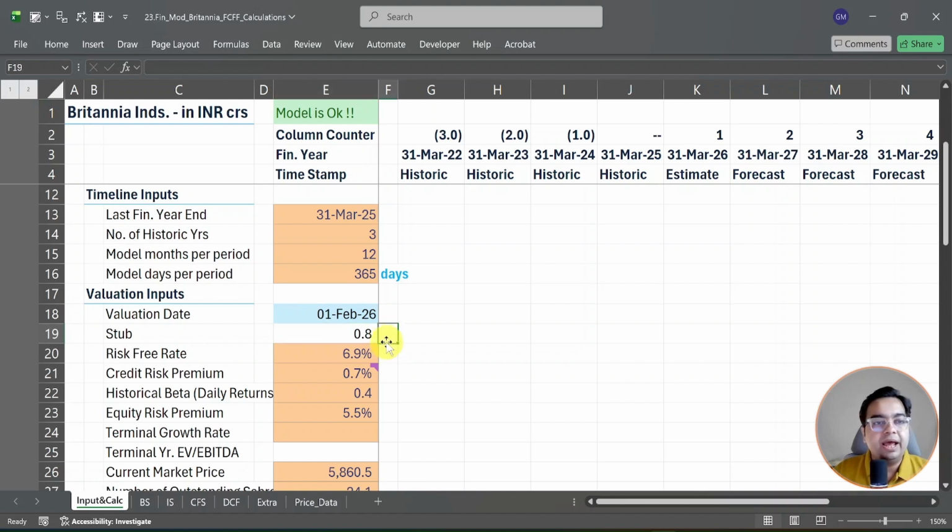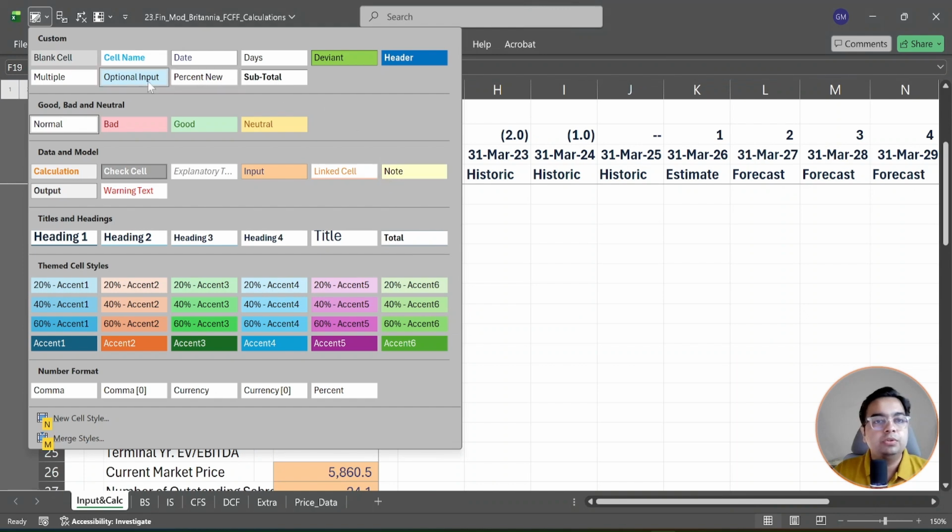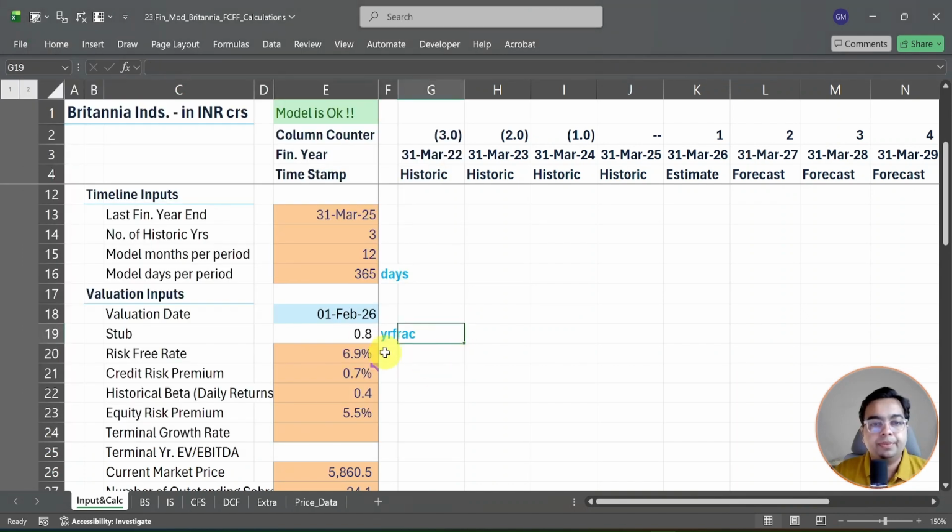I come to cell number F19 and write YRFRAC, and again press enter, change the cell, again press enter and change the cell style to cell name. Let's check whether the cell name is correct or not. Yes, it is correct. The moment I select YRFRAC, it refers to this cell.